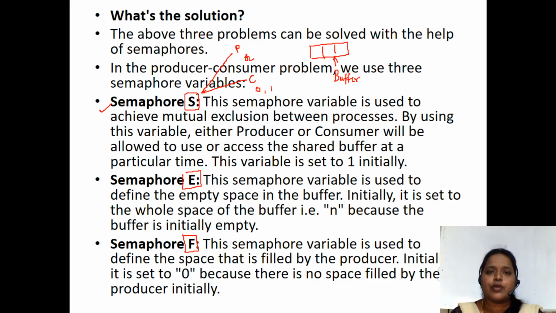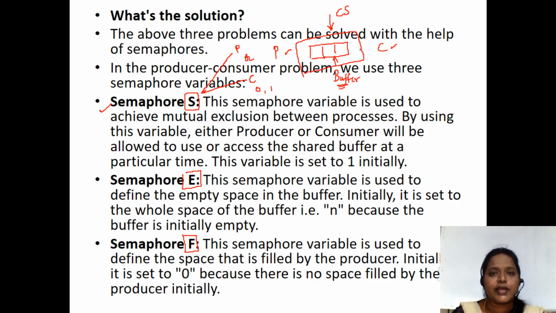Why are we going to take this S semaphore? It is going to provide mutual exclusion. What do we mean by mutual exclusion? Out of 2 processes, the producer and the consumer, only one should be in this buffer. Here the producer will be there, here the consumer will be there, and here the buffer will be there. This buffer we call a critical section. Why are we calling this buffer a critical section? Because this buffer is shared among the producer as well as the consumer.